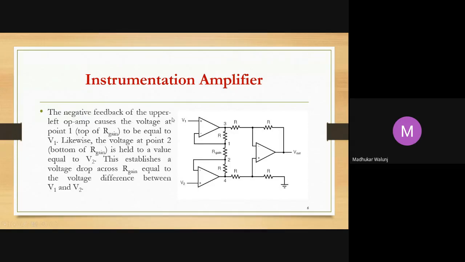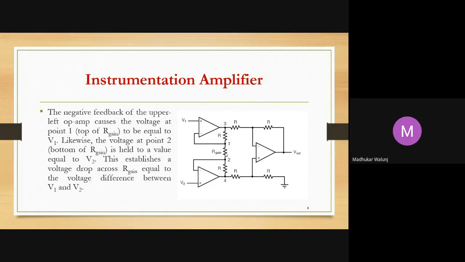Then why do we have negative feedback? The negative feedback of the upper left op amp causes the voltage at point 1, the top of R gain, to be equal to V1. Why is it so? It is due to the concept of the virtual earth. Whatever input is present at the non-inverting terminal will be available at the inverting terminal. So that's why V1 will be available at point 1.